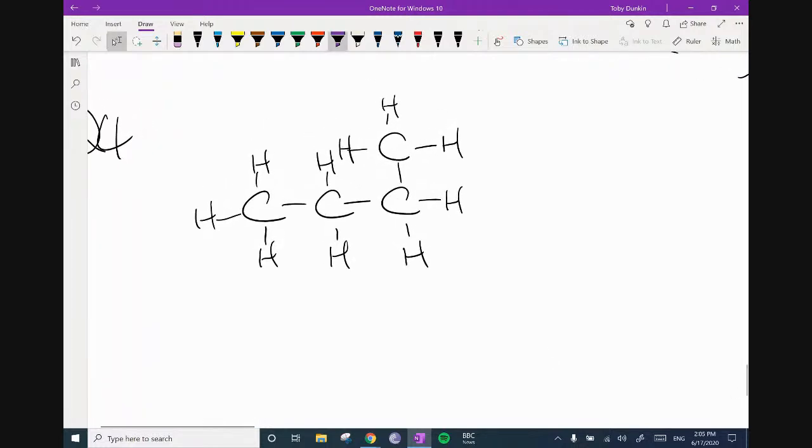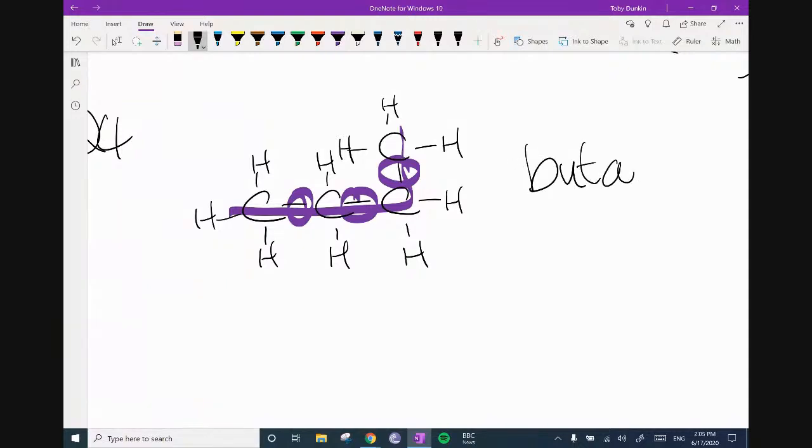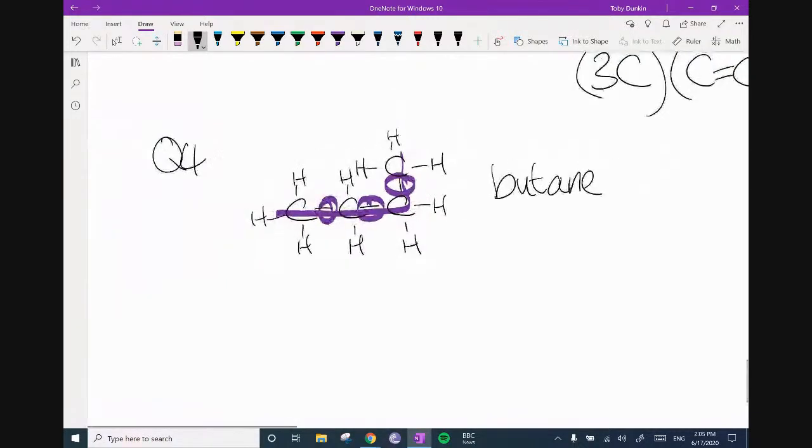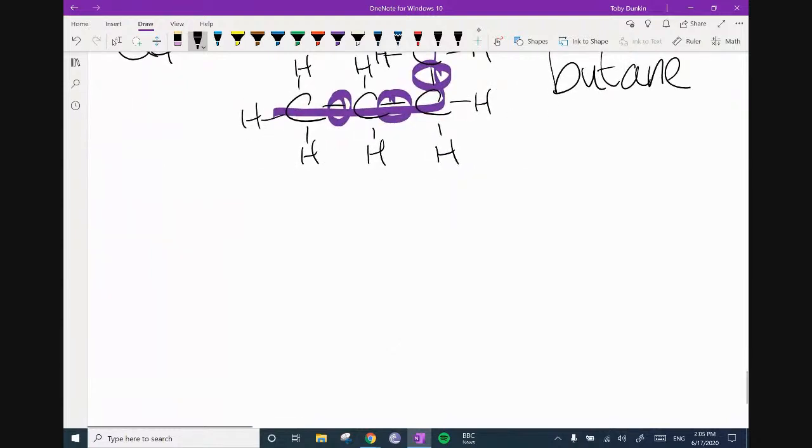It makes absolutely no difference. Find your longest chain. So the fact that the chain is bent makes absolutely no difference. Well done, Zach. Well done, Dom. Well done, Caitlin. Still butane. It's still in a line. There's still carbon-carbon single bonds, which means it is still butane. No difference.